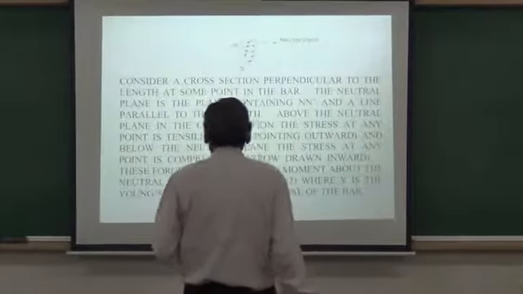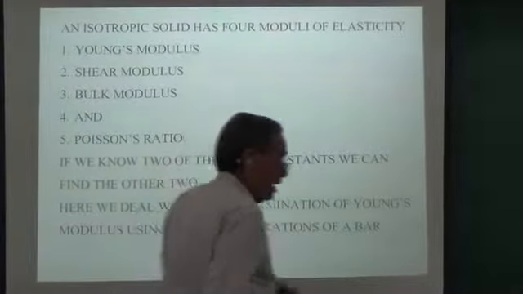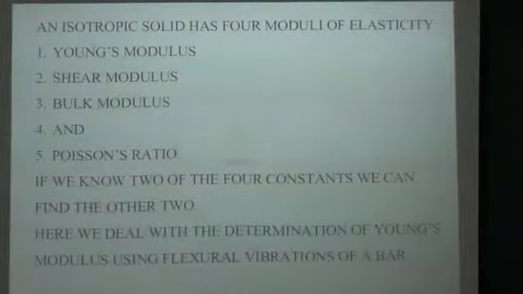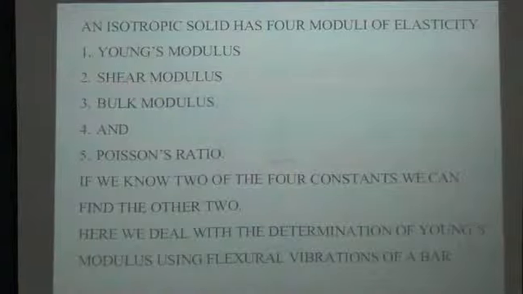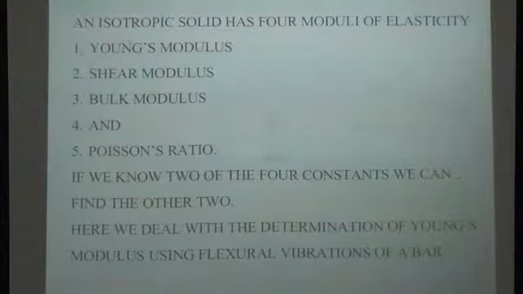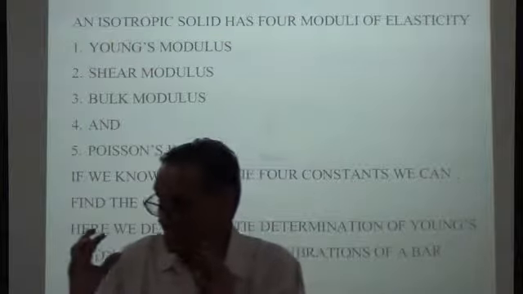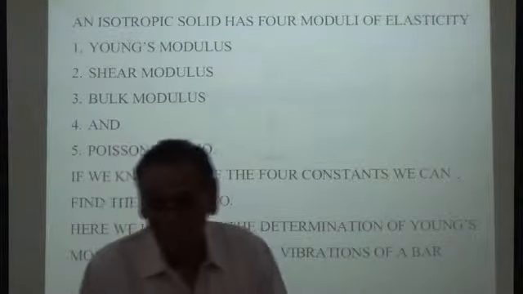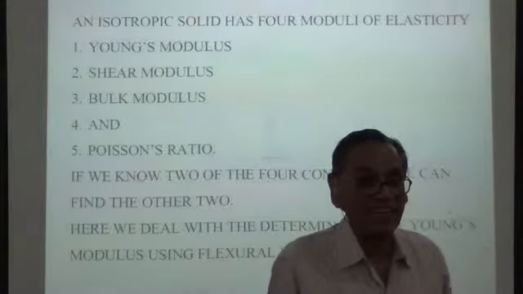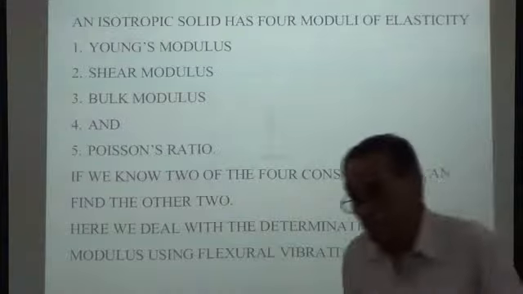Then you have the bulk modulus. The bulk modulus is, I take the cube, put it in a liquid and apply hydrostatic pressure. The cube will shrink in volume in all directions. It will remain a cube, but the size will decrease. So find out what is the change in volume to the original volume. That is the strain that you are producing. Find out what is the pressure that you are applying. Then take the ratio of the pressure to the strain. That gives you the bulk modulus.